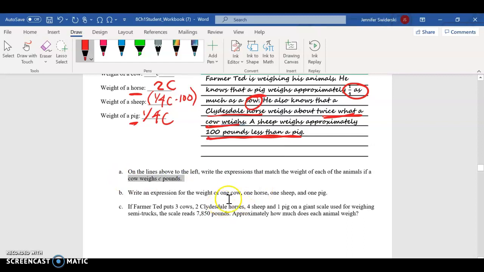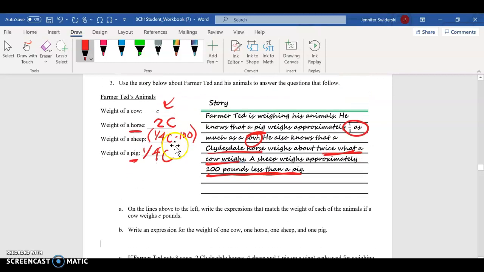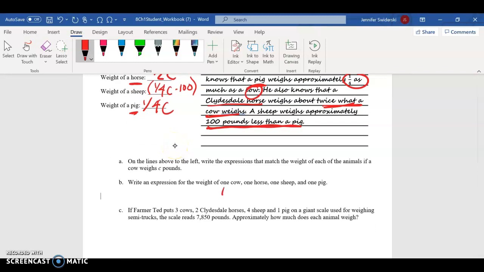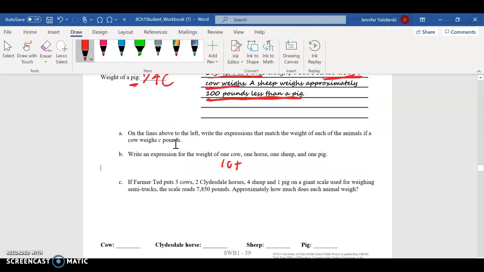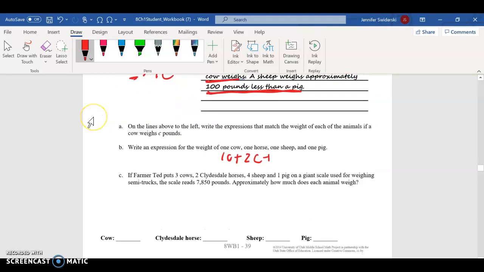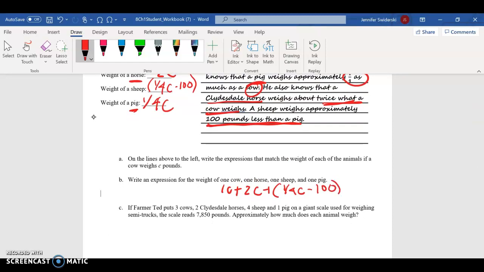Write an expression for the weight of one cow. Okay, so how much would one cow be? Well, duh, one cow would be 1C, right? One cow, plus one horse. Well, one horse would be 2C. One sheep would be, notice how I'm going to leave this in parentheses, and we'll talk about this in class, 1/4 C minus, was that 100? Yep, 100. And one pig, plus 1/4 C.